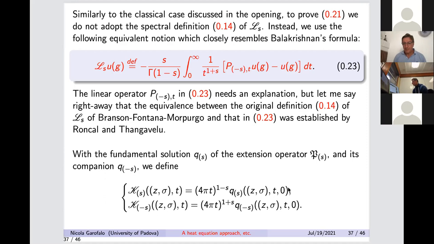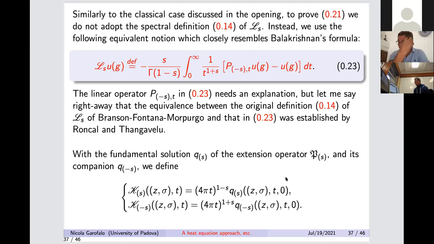Other questions or comments? I was wondering how much this analysis really relies on the extension property. It does in a crucial way, actually.